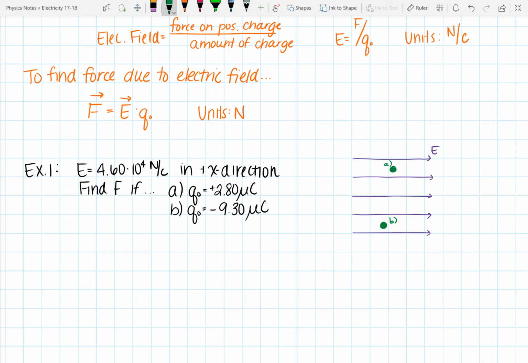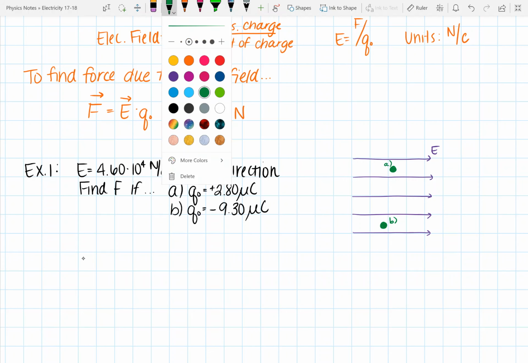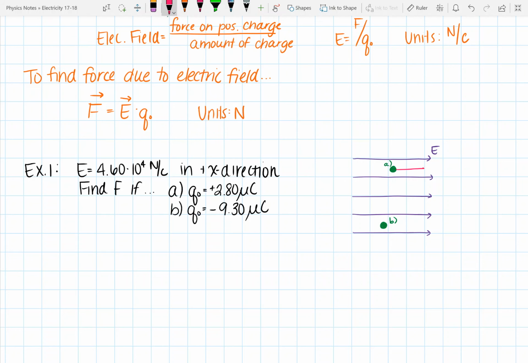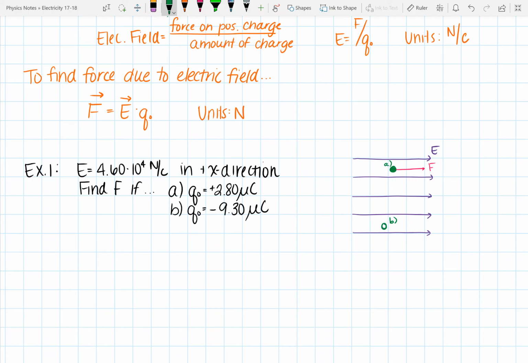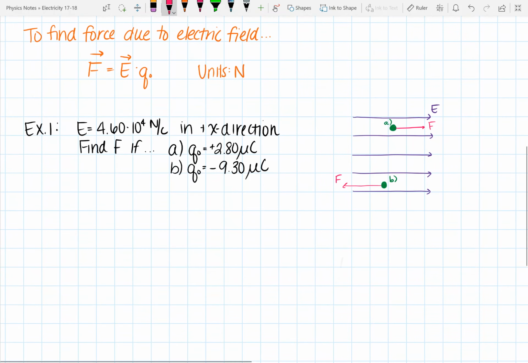Okay, so A, we know that the electric field lines are going to point in the direction that the force is going to exert on the charge. So my force then is going to be in this direction. I know that. I just don't know what number it's going to be. And down here, remember, a negative charge will point in the direction that is opposite the electric field. So, there's its F.